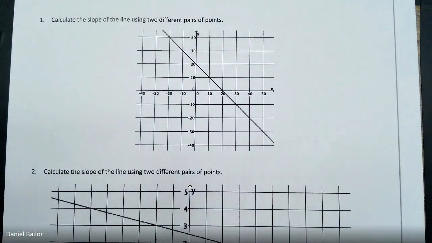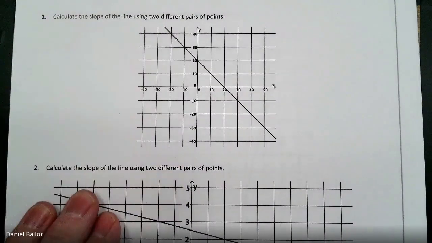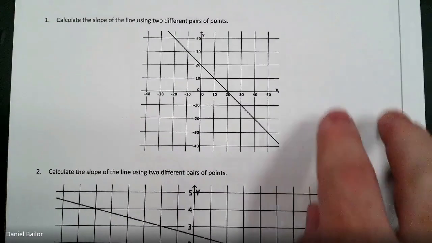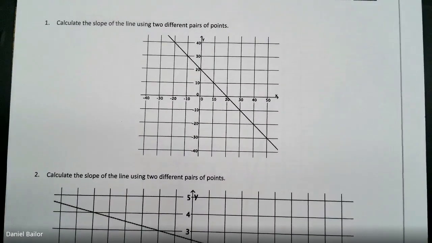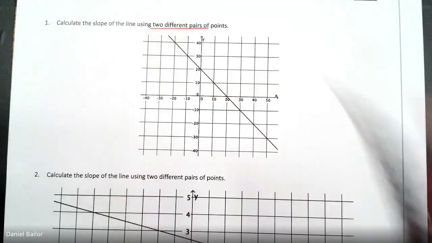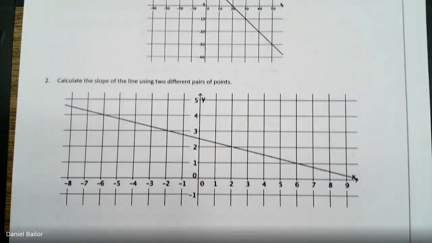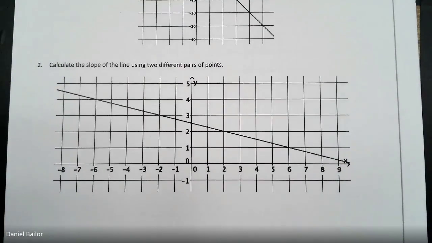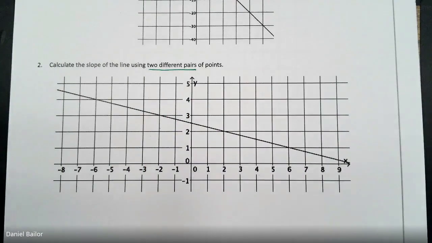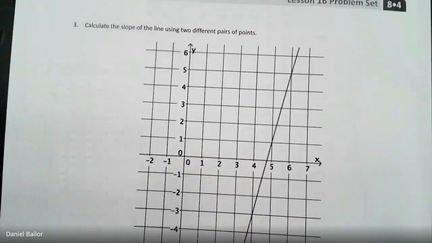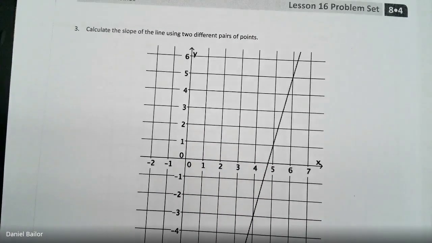And number 1 says calculate the slope of the line using 2 different pairs of points. So you're going to have to use the slope formula twice. You do it on this side using 2 points, and then pick 2 different points and use this side. So they want you to use the slope formula using 2 different pairs. And for number 2, same thing. Slope formula using 2 different pairs. So slope formula twice. Page 192, same thing.